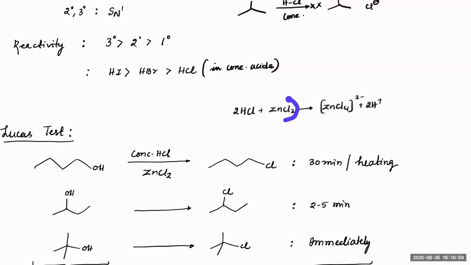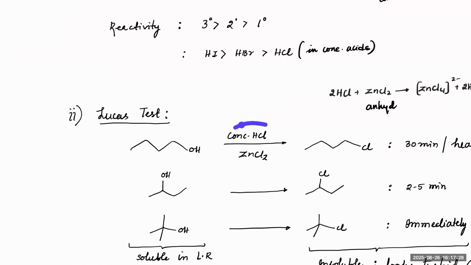Lewis acid, like ZnCl2, will take these chlorides, convert into a complex, and relieve the hydrogens as H plus ions. Clear, beta? Yes, sir. That's how your protons will be available here. So I need to have an anhydrous zinc chloride, and this composition, that is concentrated HCl with anhydrous ZnCl2, is called Lucas reagent.